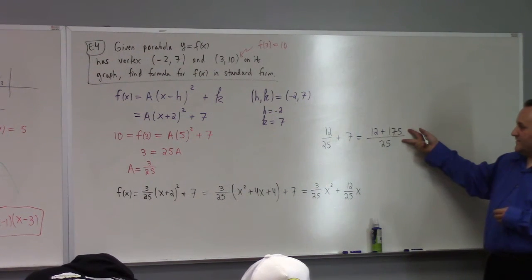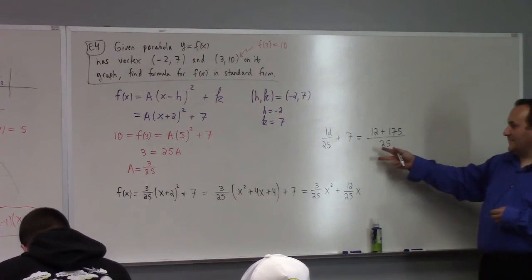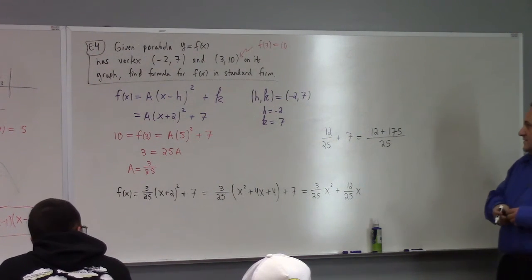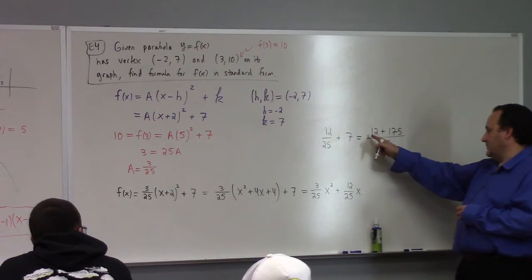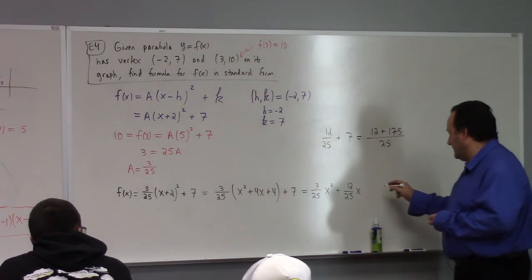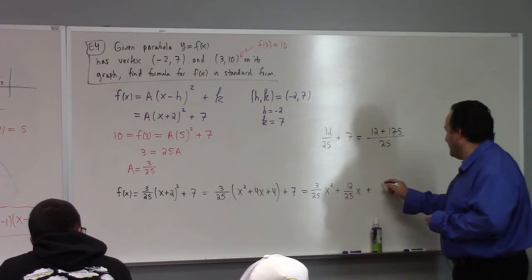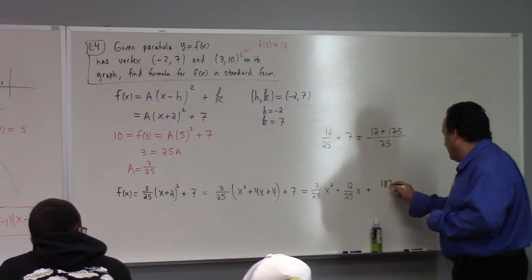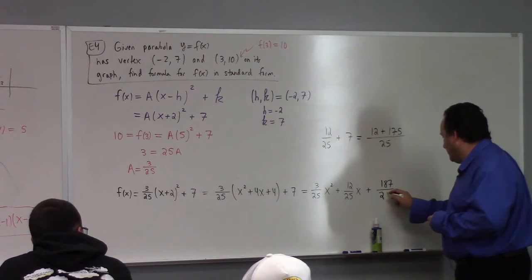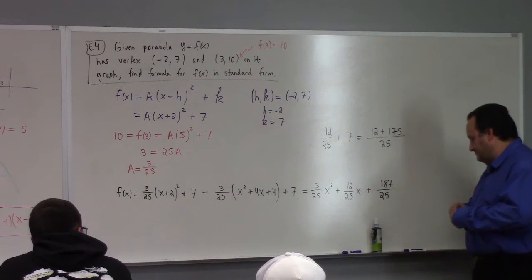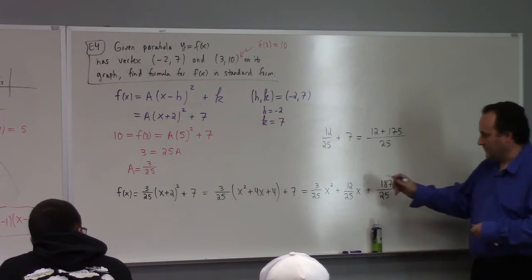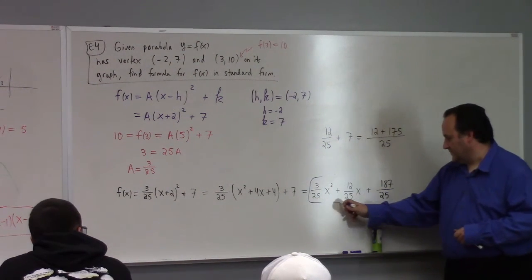7 is 175 over 25. I've got to make a common denominator to add the fractions. So long story short, 12 plus 175 is 187. 187 over 25. There you go. Standard form. Woohoo!